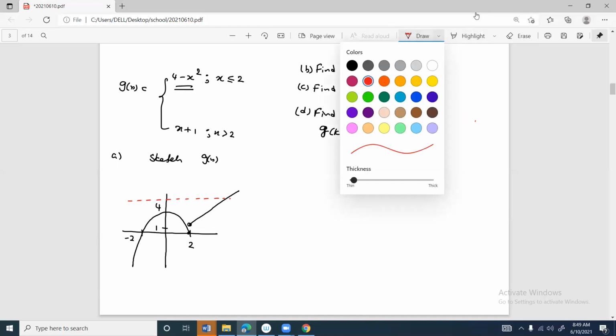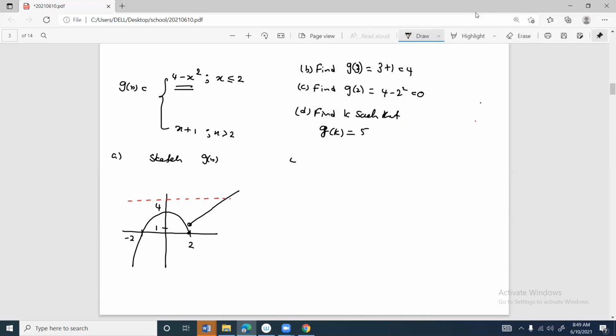We'll just do it. I'll put it into the first function. 4 minus x squared equals 5. Then I'll bring this x squared to this side and 5 to the other side, which is minus 1. So x equals square root of minus 1, which does not exist. So obviously it is not explained by the first function. Or sometimes you might get a solution, but the answer may not fall into the given range.